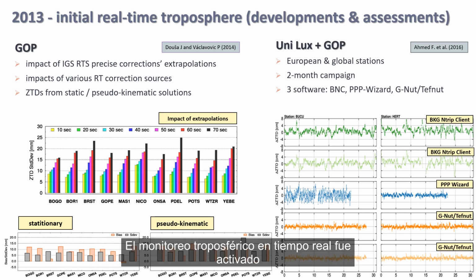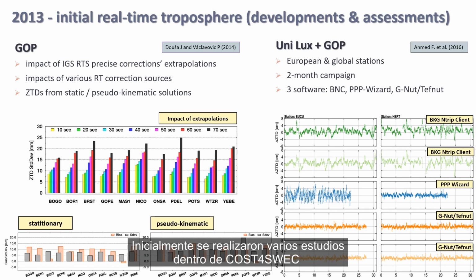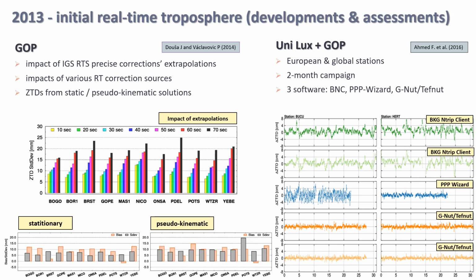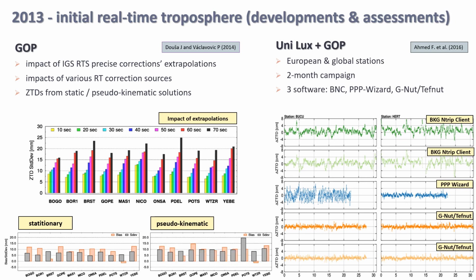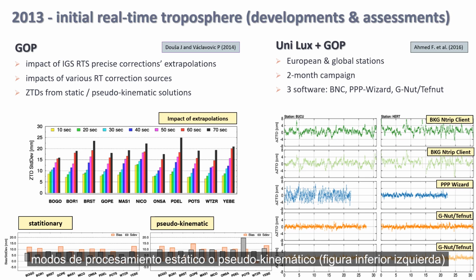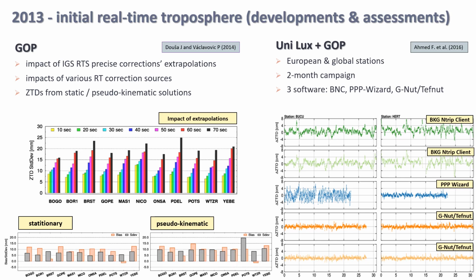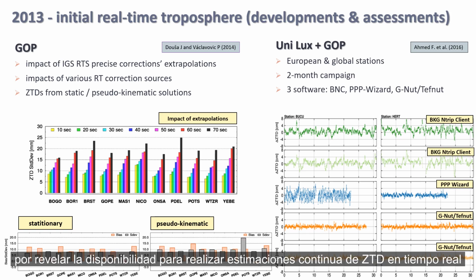Real-time tropo monitoring was triggered by the IGS real-time service in 2013. Several studies were initially performed within the COST SWEC action, for example, the impact of corrections extrapolation, visible in the top left figure, and the impact of simultaneously estimating ZTDs and receiver position using static or pseudo-kinematic processing mode, left bottom. Both these processing modes confirmed satisfactory results for supporting an estimation of real-time ZTDs from moving platforms. Besides, 3 software packages and 2 extra strategies were assessed for revealing a readiness for continuous real-time ZTD estimates.